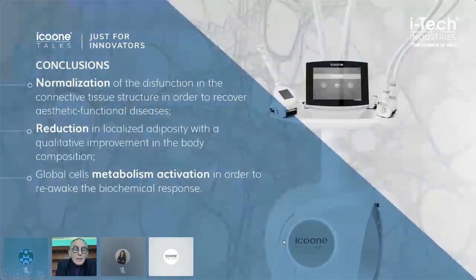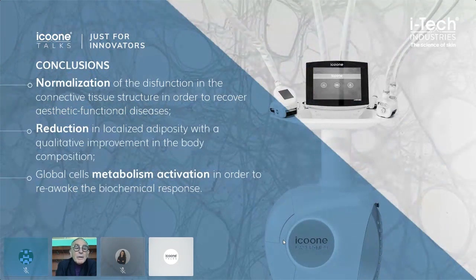In conclusion, from the data of the international literature, we are able to create normalization of the dysfunction in the connective tissue structure in order to recover aesthetic functional disease. Also, we create reduction in localized adiposity with a qualitative improvement in the body composition. Finally, global cell metabolism activation is possible in order to reawaken the biochemical response.